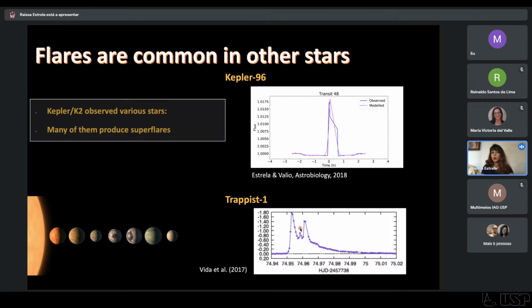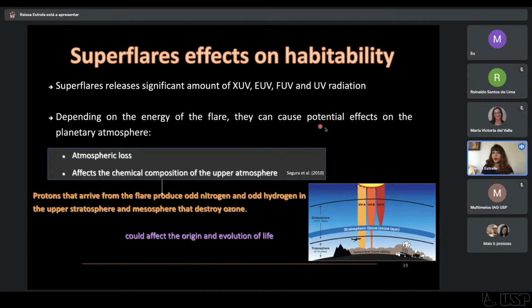These superflares could have a significant impact on the habitability of planets in the habitable zone of these 2 stars, because, as I told you, they can increase the UV radiation. They can also cause potential effects in the atmosphere of the planet, like atmospheric loss. As we saw at the very beginning of the talk, UV from the host star can induce atmospheric stripping. It can also affect the composition of the upper atmosphere. They can even destroy ozone. And ozone is very important. We know that the ozone layer is very important here on our planet.